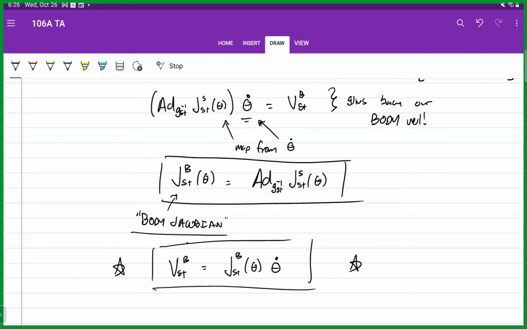I'll just give you guys a second just to write this stuff down if you want. We had a question in the Zoom chat as well. Is it JST or VST? So VST is what gives you the spatial rigid body velocity. JST is a map from your angles to your rigid body velocity. Yeah, good point.